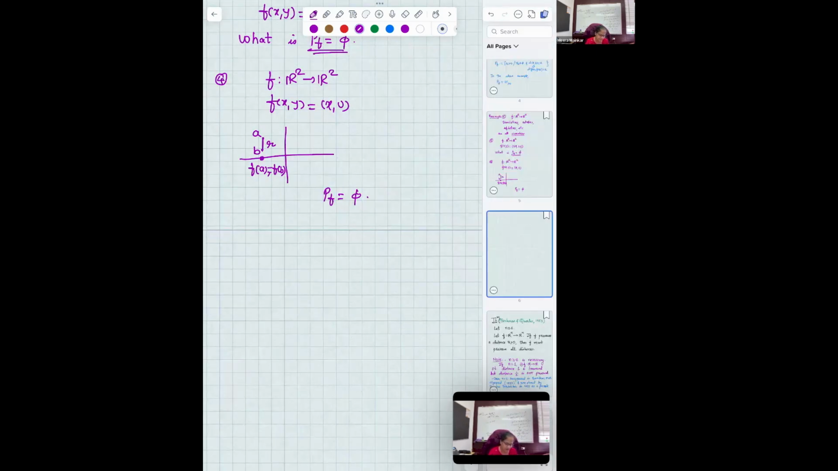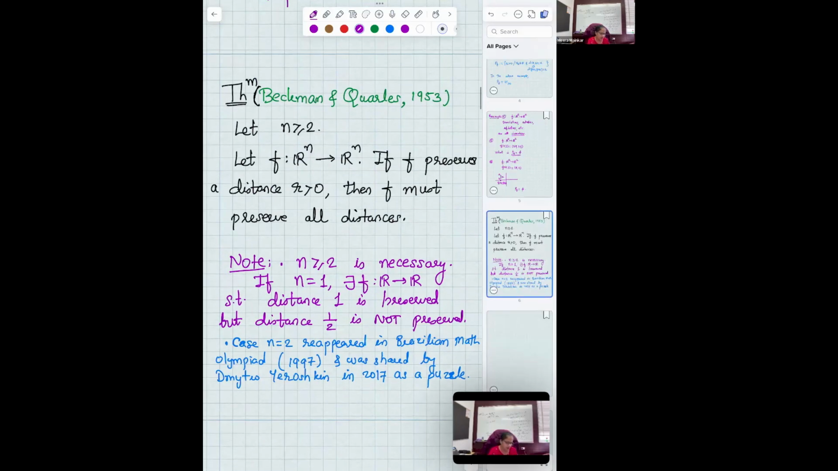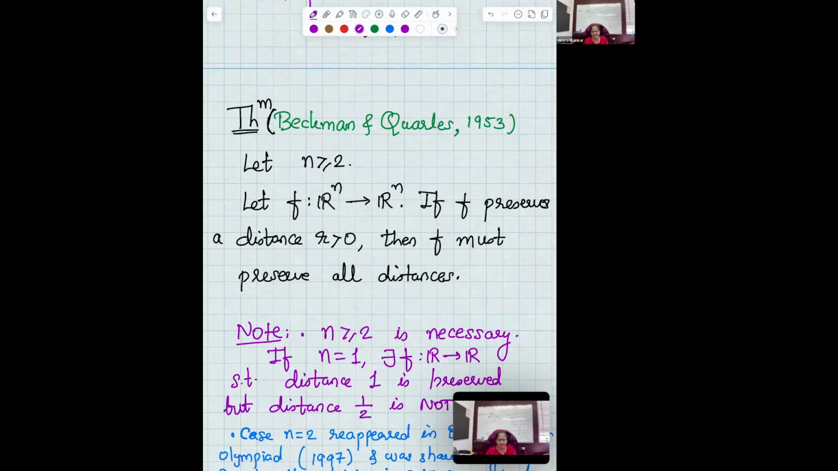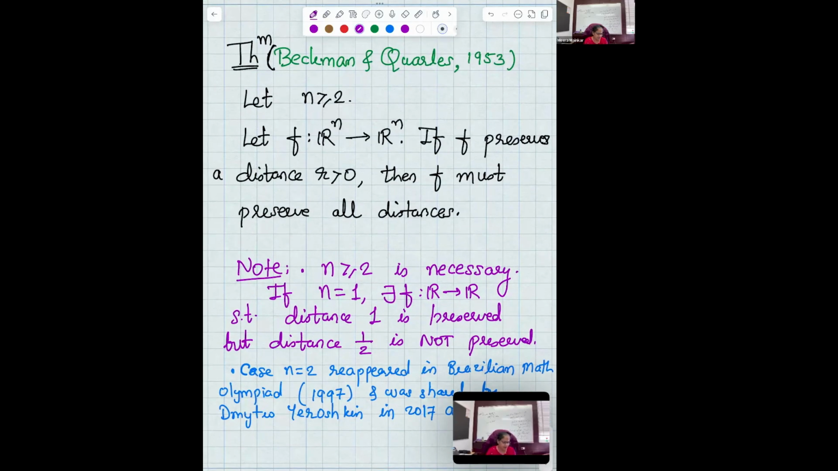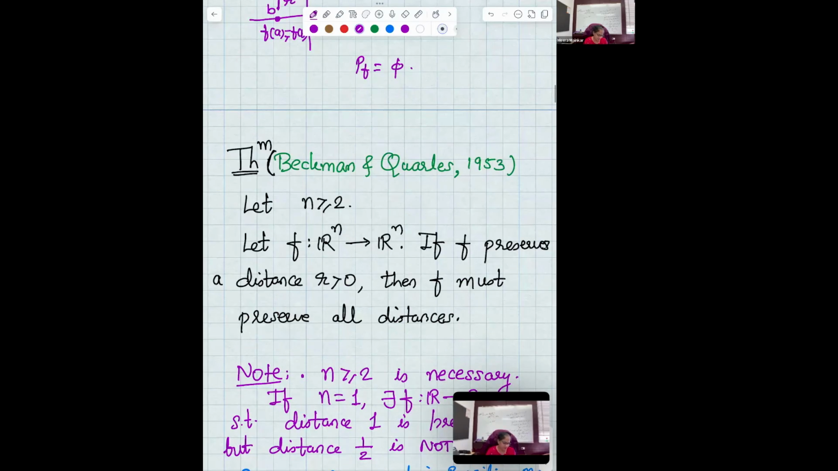This is, in fact, why we cannot find one, because there is a theorem which says that either it preserves at least one distance, or it preserves no distance. If it preserves one distance, then it preserves all distances. So either PF is empty or f is an isometry. That is actually our motivating theorem here.